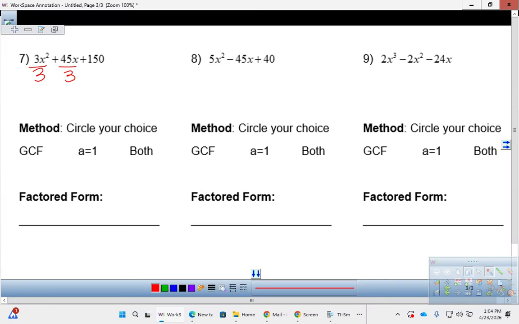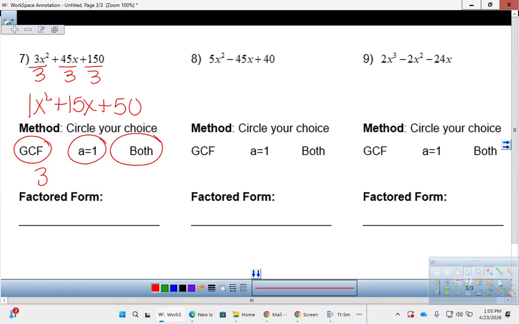Now normally I would have a GCF that has a variable, but because this term right here doesn't have a variable, I can't divide out an x because they don't have x in common. They don't all have x's. So I can only divide out 3. When I do that, what you'll see is that I'm left with a trinomial where a is 1. So this was GCF because of the 3, but then it's also a equals 1. So this one is both.